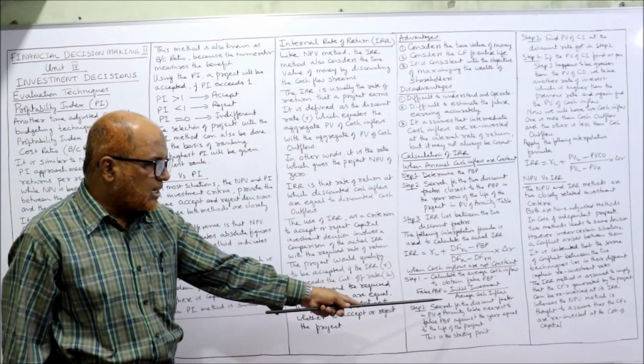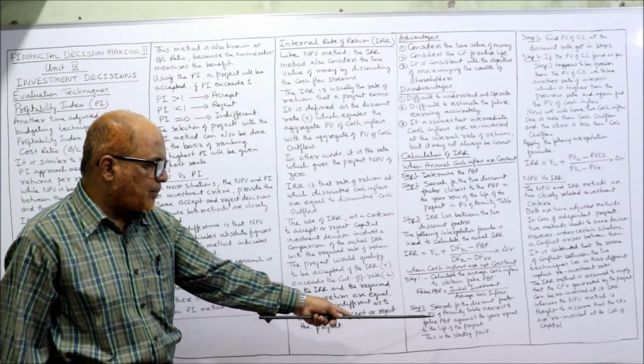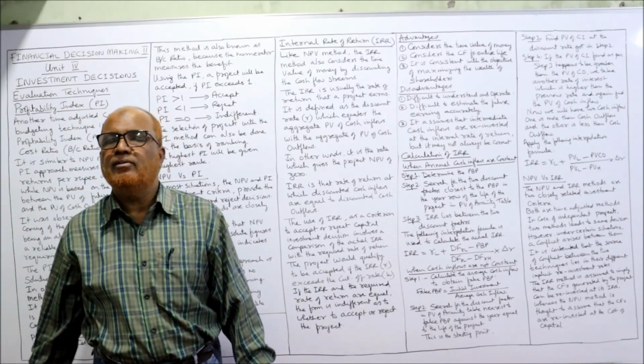Now step 2: search for the discount factor in the PV of annuity table nearest to the fake PBP against the year equal to the life of the project. Now you go to the annuity table.